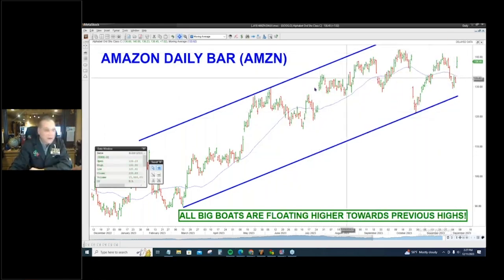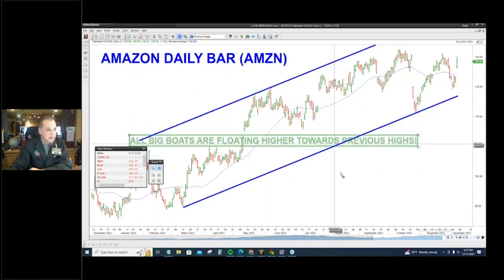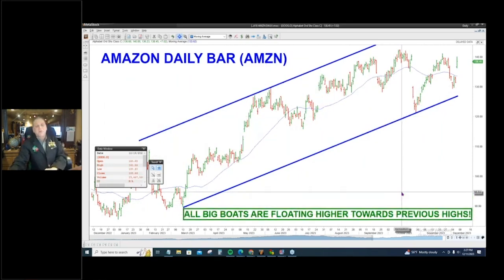It is absolutely going to make new highs, because all the big boats are floating towards their previous highs. And they've got great reason to. Now, don't forget, you've got three things going on. You've got crude oil giving us an instant stimulus in our pockets. You've got the bond market rallying up, knocking interest rates down, and you've got December. You know what December is?